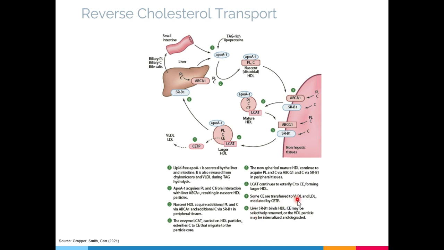So some CE are transferred to VLDL and LDL mediated by CETP or cholesterol ester transport protein. So some of the cholesterol esters are also transferred to VLDL and LDL mediated by this protein. And then the last step, the liver SRB1 binds HDL. CE may be selectively removed of the HDL particle, may be internalized and degraded. So through the binding with the SRB1, which is on the surface of the liver, it allows no the internalization or the degradation of the HDL into cholesterol.